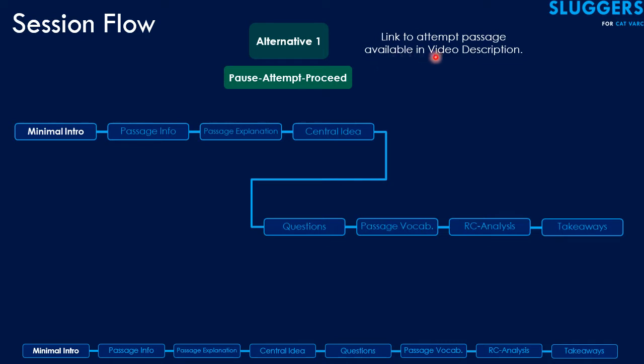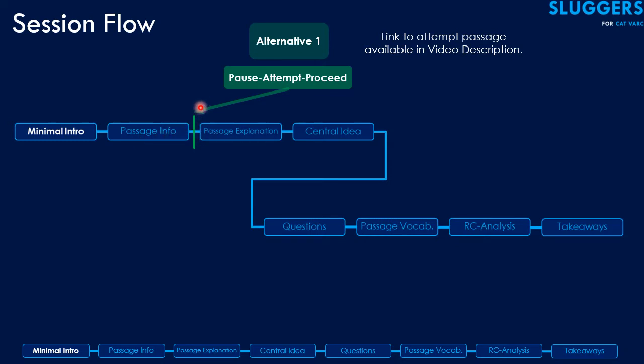Where will you attempt the passage? The link to attempt the passage is available in the video description. Once you have attempted the passage, you can come back and watch the video again. Now, at what time should you pause? You can pause right after the passage information has been shared. Passage information is basically just which year of CAT the passage was asked in, the number of words and the number of questions. No internal subject details of the passage are shared, more or less.